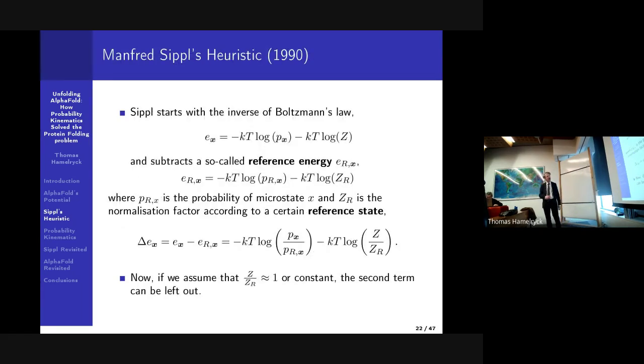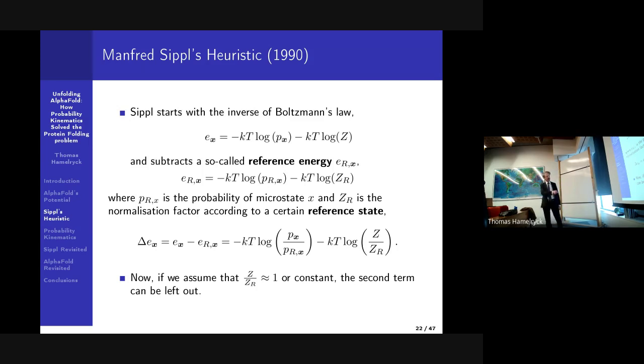So what are we going to do? Well, we're going to subtract a so-called reference energy. So we start with the inverse version of Boltzmann's law, and then we subtract a reference energy, which is equal to this: minus kT times the logarithm of the probability of that state according to some kind of reference situation, minus kT times the logarithm of yet another normalization factor, Z. So P_R(x) is the probability of the same state, but now according to some other physical situation than an ordinary folded protein. You can think of it as a random packing of amino acids.